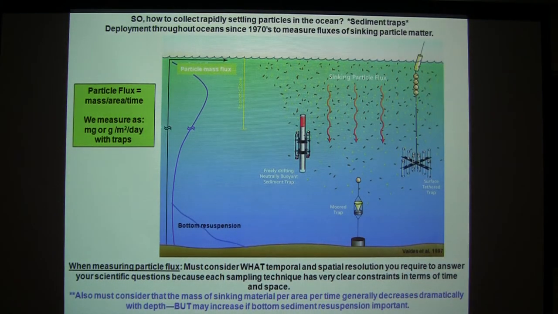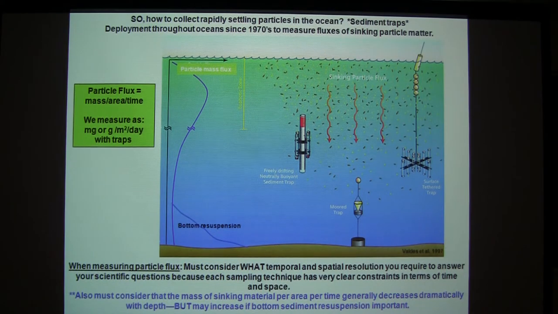So how do we collect sinking particles in the ocean? Well, this has been a big question that we've been approaching for a number of years, and many of you are familiar with this, we have quite a number of sediment trap aficionados here, but I'll review quickly. We use instruments called sediment traps. Now, sediment trap is kind of a misnomer. I was not happy with that because that which sinks in the ocean and is collected in a sediment trap that is deployed in the water column is not necessarily that which gets to the sediment.